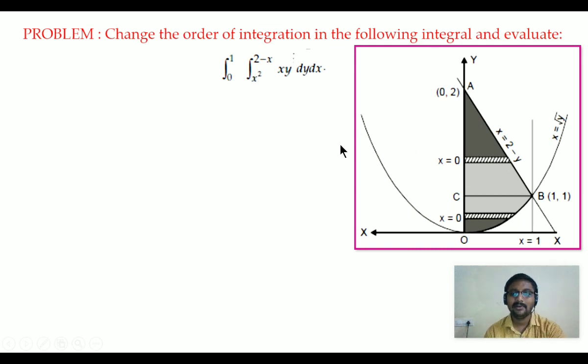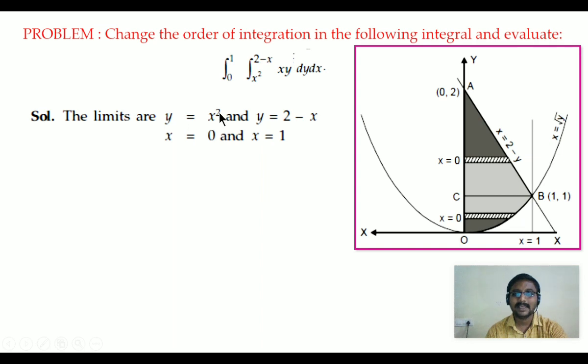Once again, y equal to x square means a parabola, y equal to 2 minus x means a line passing through the points (0, 2) on the y-axis and (2, 0) on the x-axis, and the intersection point is (1, 1). x equal to 0 means the y-axis, and the line x equal to 1 is parallel to the y-axis, intersecting at two points. One point is (1, 1), and the other point on the x-axis is (1, 0). So this is the rough sketch of the region.